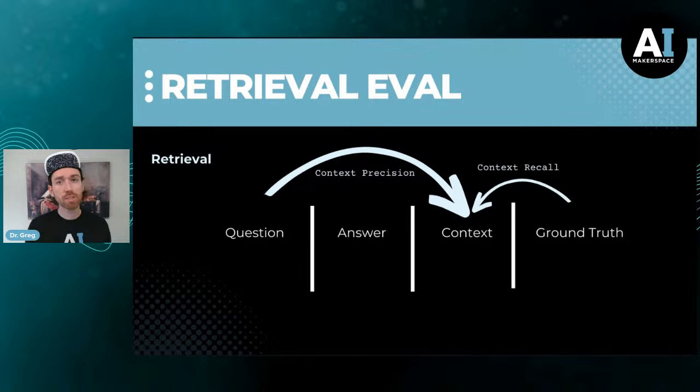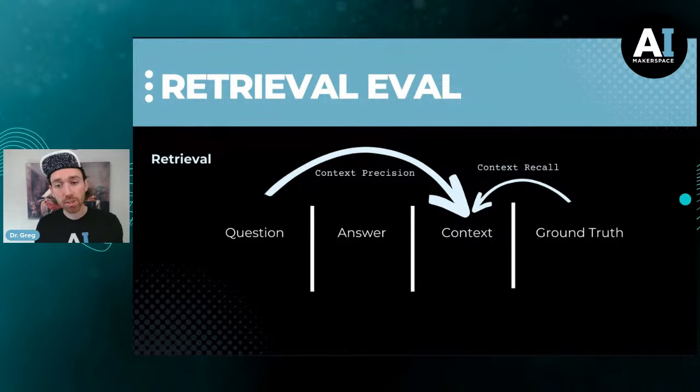There are 2 metrics that focus on retrieval exclusively. One is called context precision, and context precision asks the question, how relevant is the context to the question? Context recall, on the other hand, asks the question, is the retriever able to retrieve all of the relevant context relevant to the ground truth answer?